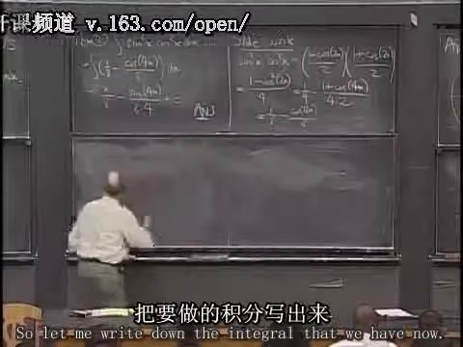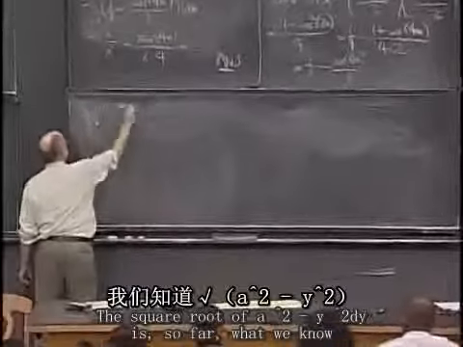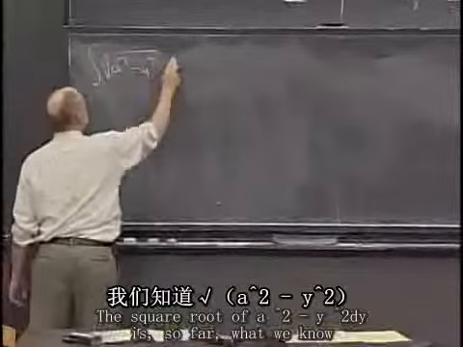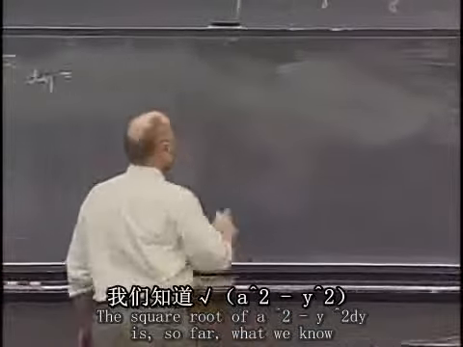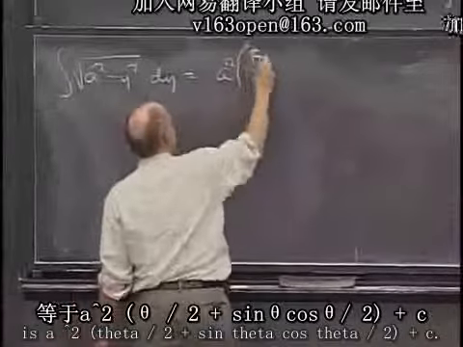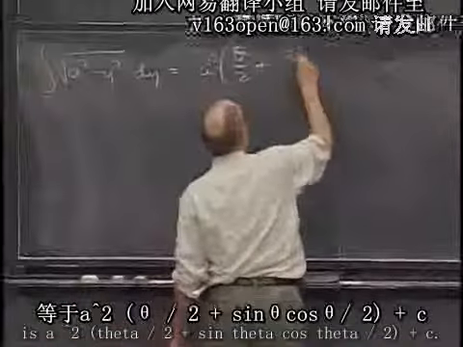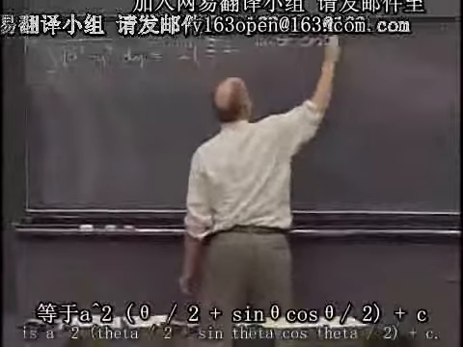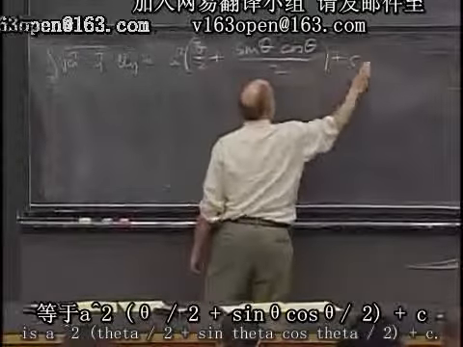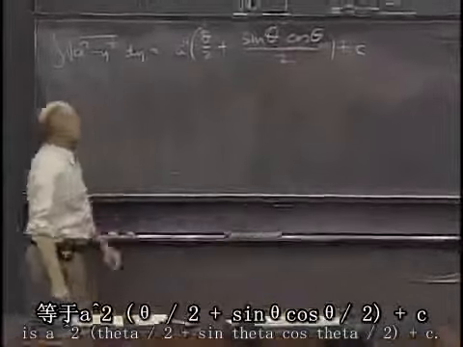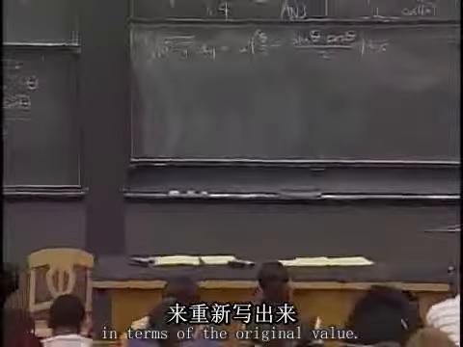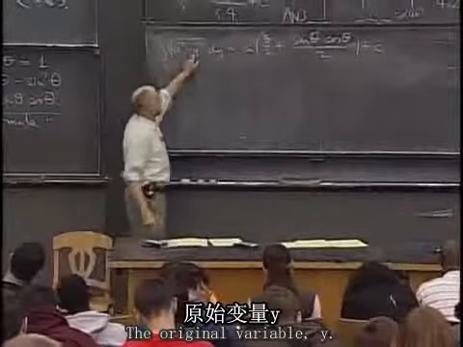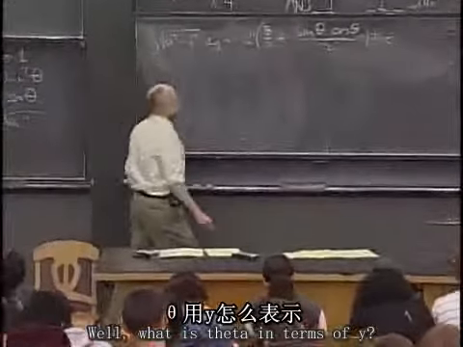So let me write down the integral that we have now. The square root of a squared minus y squared dy is, so far, what we know, a squared theta over 2 plus sine theta cosine theta over 2 plus c. But I want to go back and rewrite this in terms of the original variable y. Well, what is theta in terms of y?